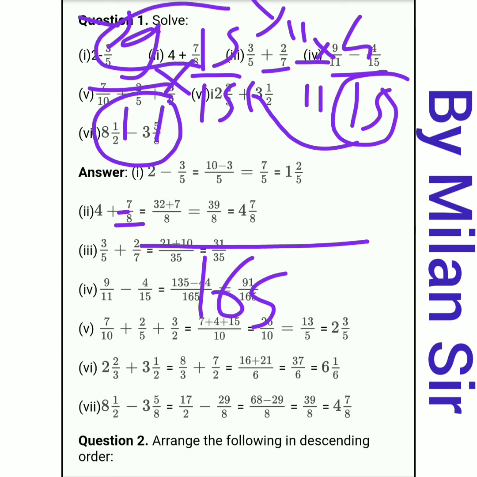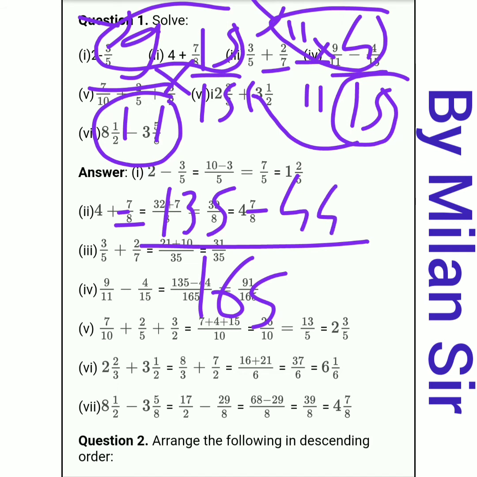Now in the numerator, 15 nines are 135. Then the negative sign is there. 11 fours are 44. Right. Now 135 minus 44. So 1, and 13 minus 4 is 9. So 91. Right. 91 divided by 165. Okay. 91 divided by 165.